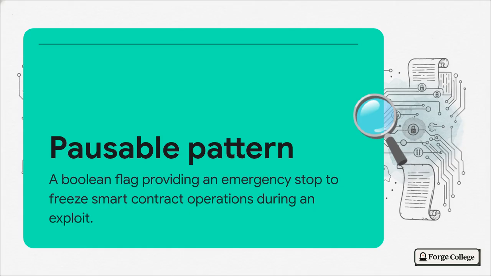At its core, it's incredibly simple. It's just a boolean flag, a true or false state variable that acts as your emergency stop, freezing selected operations during an exploit. Now, you already know how to protect critical functions using modifiers like onlyOwner, right? Well, the pausable pattern acts as an additional safety layer that sits right alongside those existing ownership and role checks.